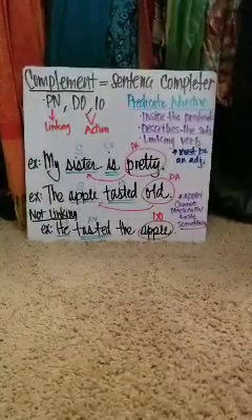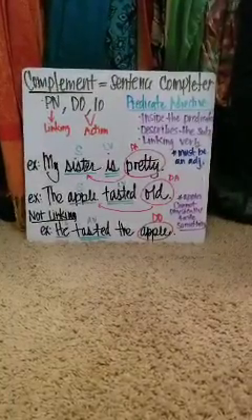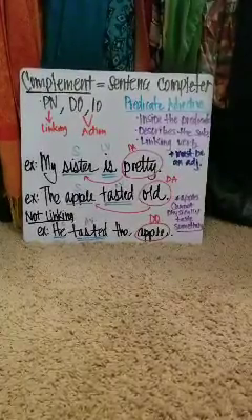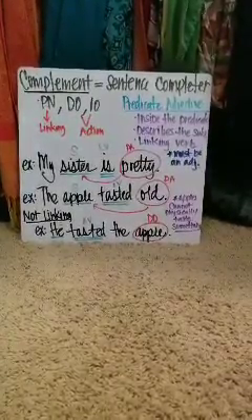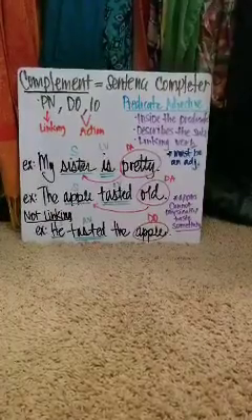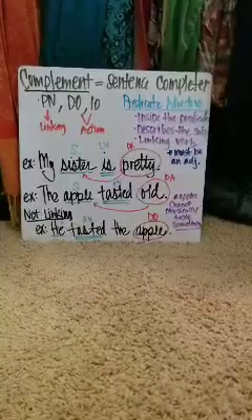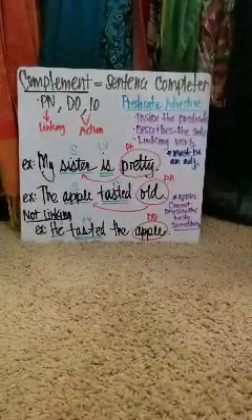If we look at the next example, it says the apple tasted old. In this sentence, the subject is apple and the verb is tasted. Tasted is describing, I'm sorry, not tasted. Old is describing apple. Therefore, my predicate adjective is old.